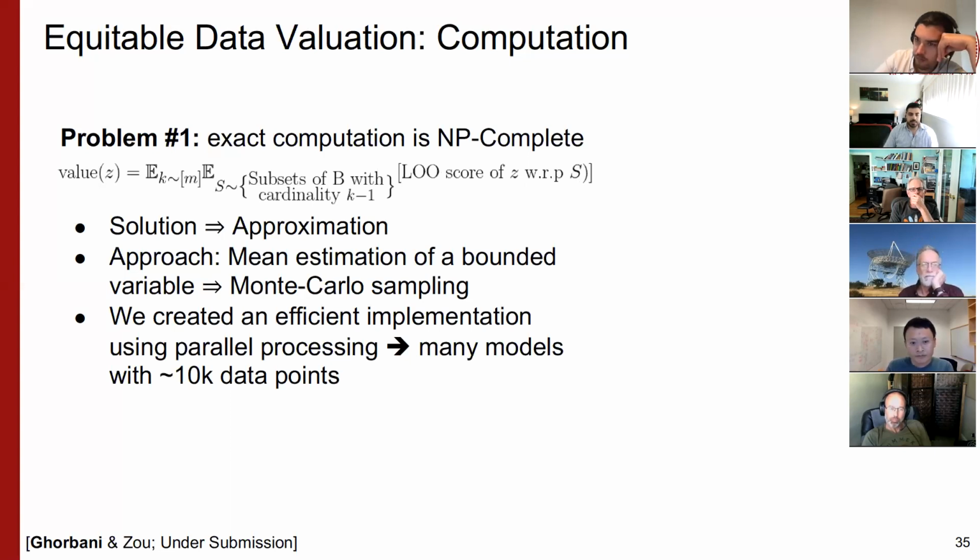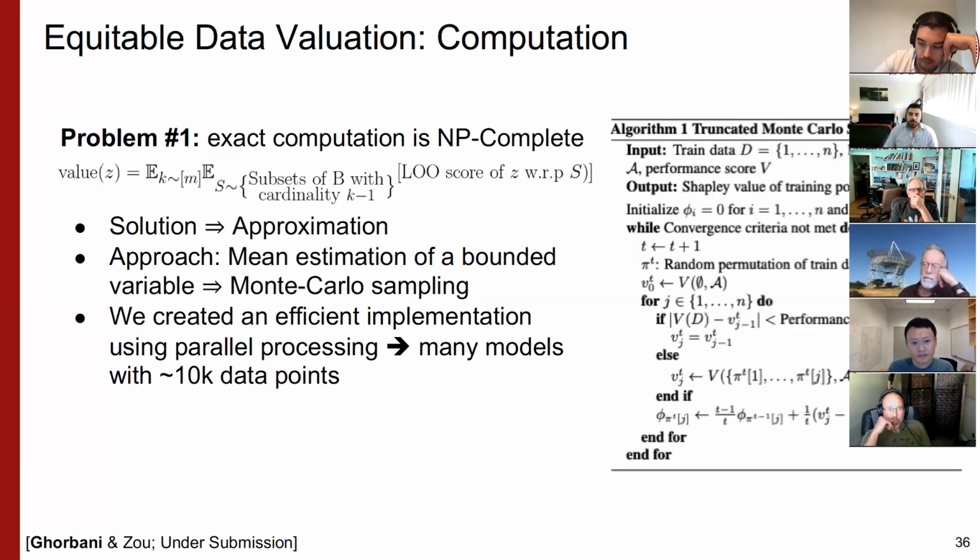And we created an efficient implementation of this method. Using parallel processing, we were able to compute data Shapley value for any model that was not a deep neural network and for data sets of size on the order of tens of thousands. And we call it truncated Monte Carlo Shapley. And that's what we have been using in our experiments.